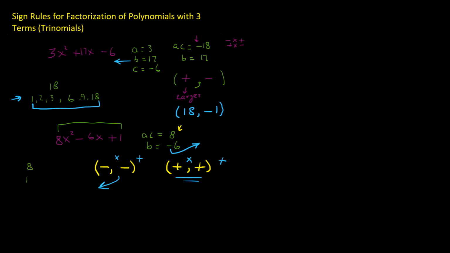So 8 has factors 1, 2, 4 and 8. What two numbers, if multiplied, give 8? One way is 1 and 8. The other way is 2 and 4. There are only two ways to get 8.